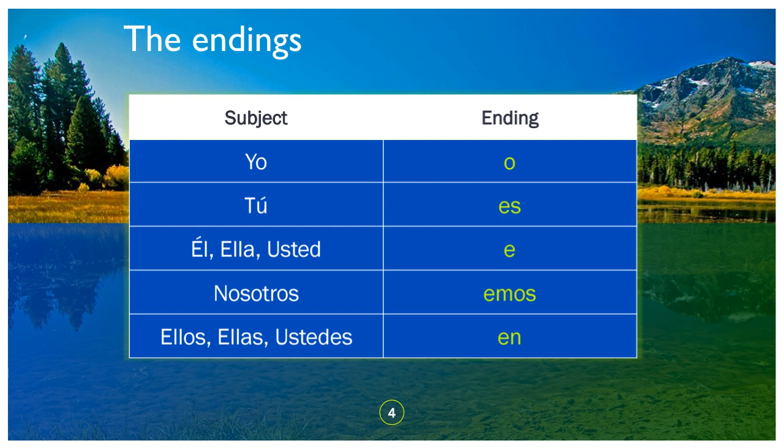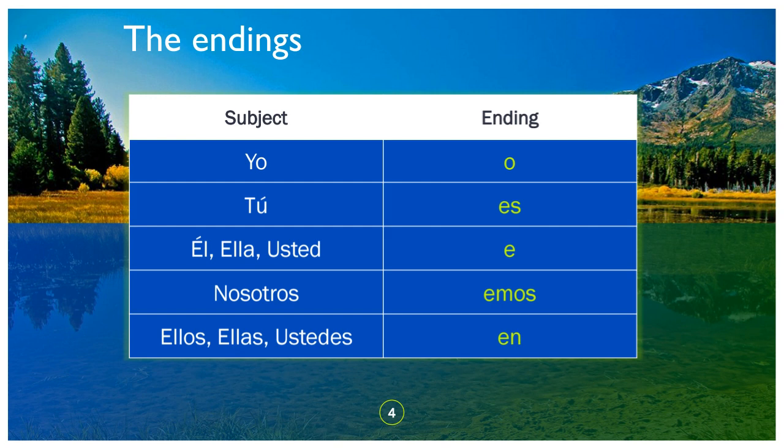Okay, let's take a look at the endings that you'll need to know in order to do these 3 steps. So when your subject is yo, which means I, you're going to put the ending o on the end. When your subject is tú, which is you, you're going to want to use the ending es. If your subject is él, ella, or usted, which is he, she, or you, you would put the ending e on the end. If your subject is nosotros, which is we, you would use emos.